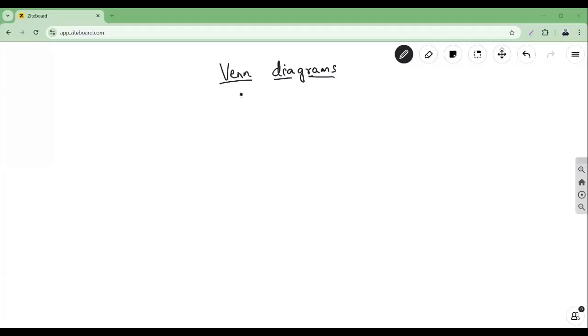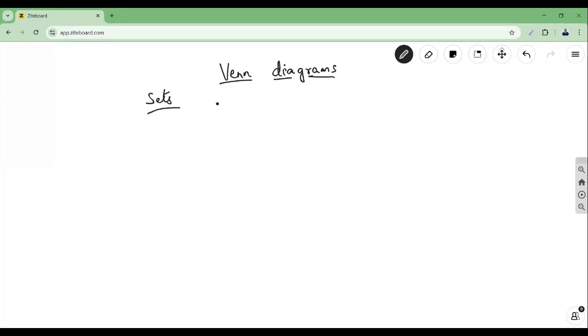Hello, math champions. In this video, you're going to learn about Venn diagrams. These are diagrams which help us understand a scenario by looking at a diagram. Usually, Venn diagrams are connected with things which will be sets.